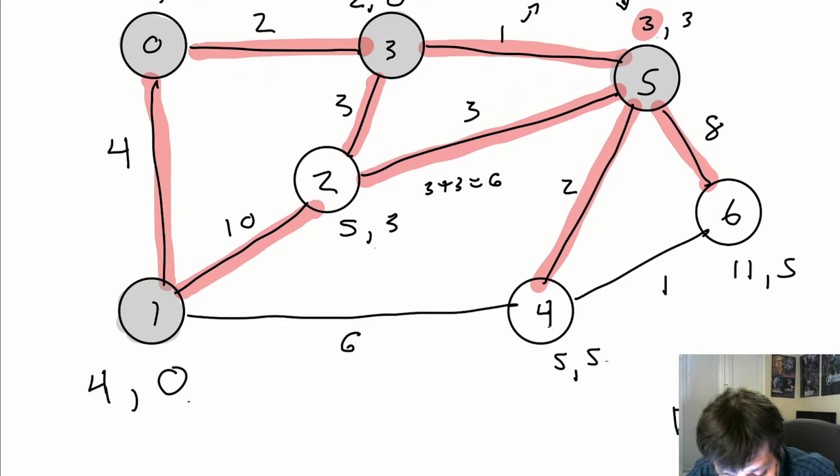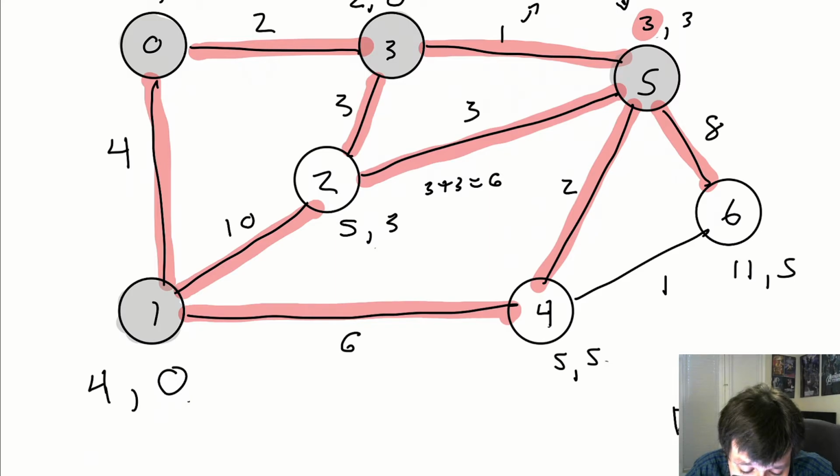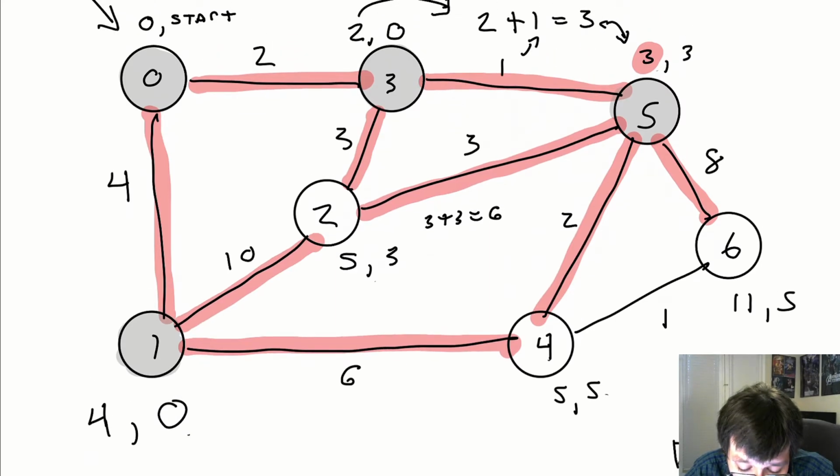Cool. This one, let's see. Well, this one we got 4 plus 6. That's 10. That's definitely not less than 5. So again, that one does not get relaxed. That's the correct terminology. It does not get relaxed. Okay? All right. Cool. We have 3 vertices left with values 5, 5, 11.